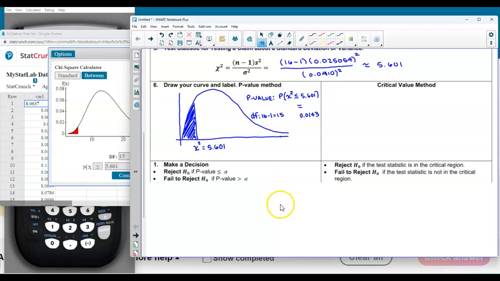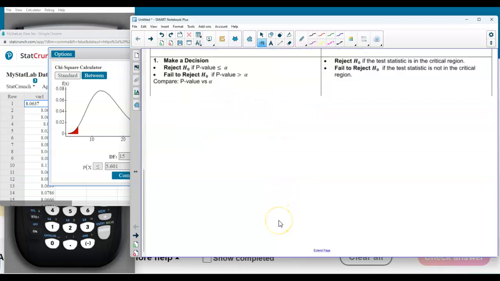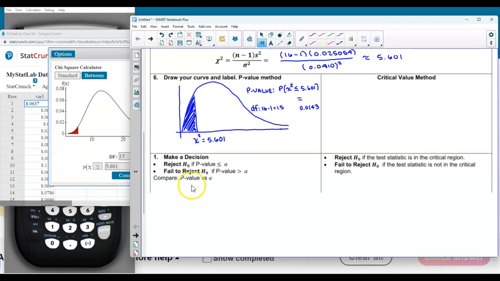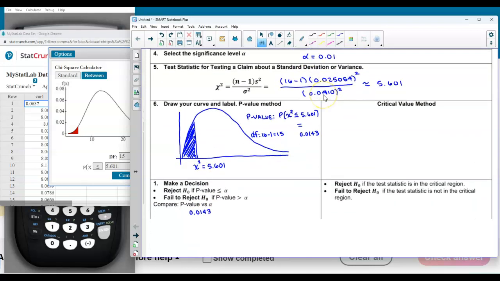And so now we want to make a decision. So we're going to compare the p-value with the significance level. So we have 0.0143 as our p-value, and we know the significance level is 0.01. And if we add 2 zeros to the end of that, you can see that this p-value is going to be greater than the significance level. Now, if the p-value is less than or equal to the significance level, we reject the null. If the p-value is greater than the significance level, then we fail to reject the null. And in this case, we're going to fail to reject the null hypothesis.